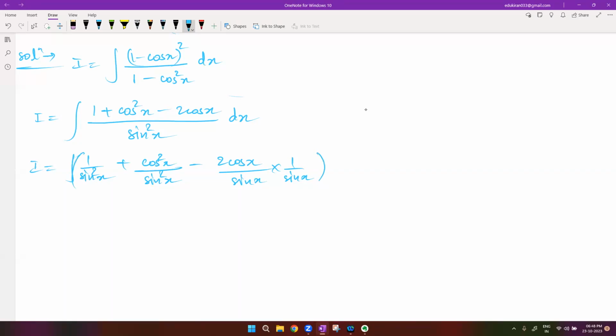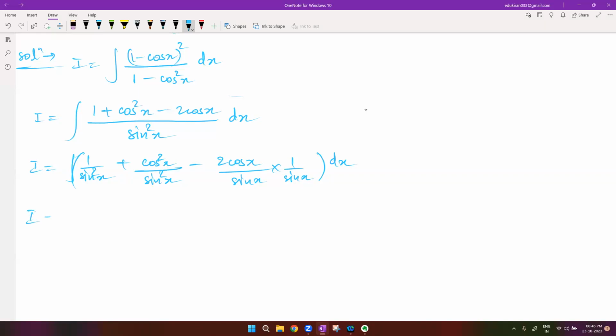And why am I writing this? Because I know some integration. We know the integration of some functions. I mean, differentiation of tan x is sec square x. Similarly, differentiation of cot x is minus cosec square x. So I know the integration of cosec square x. And we even know the integration of cosec x cot x. So I'm trying to use those formulae here.